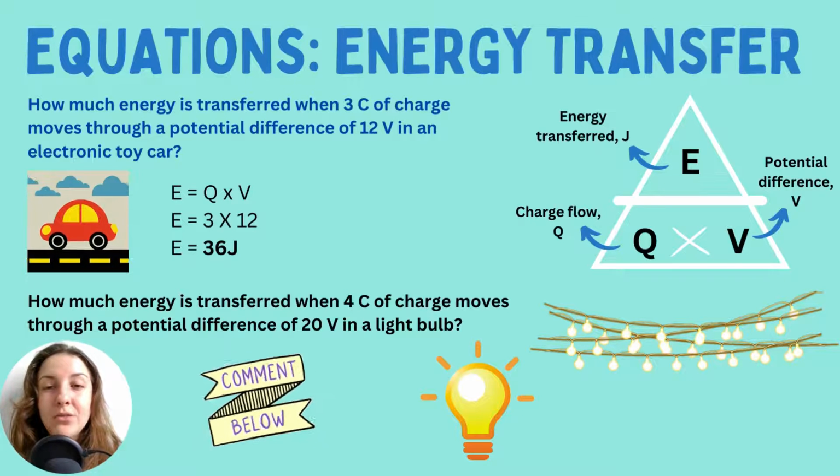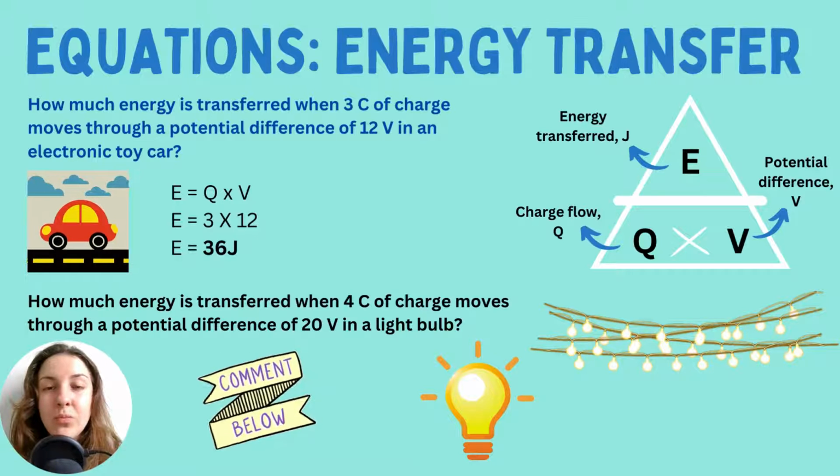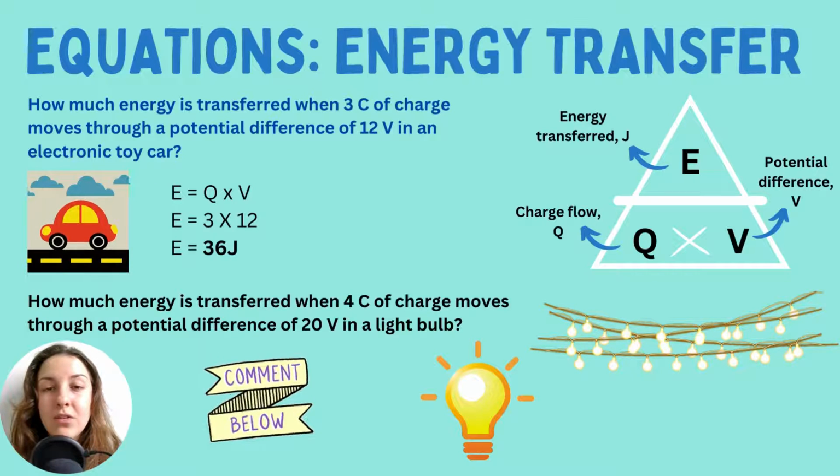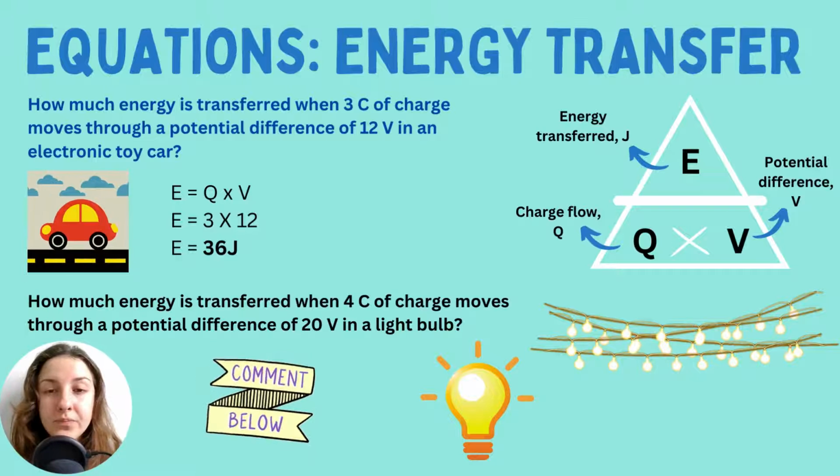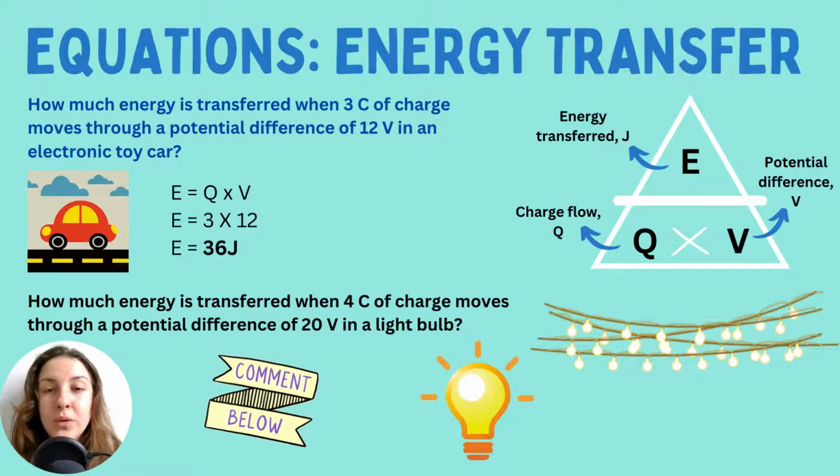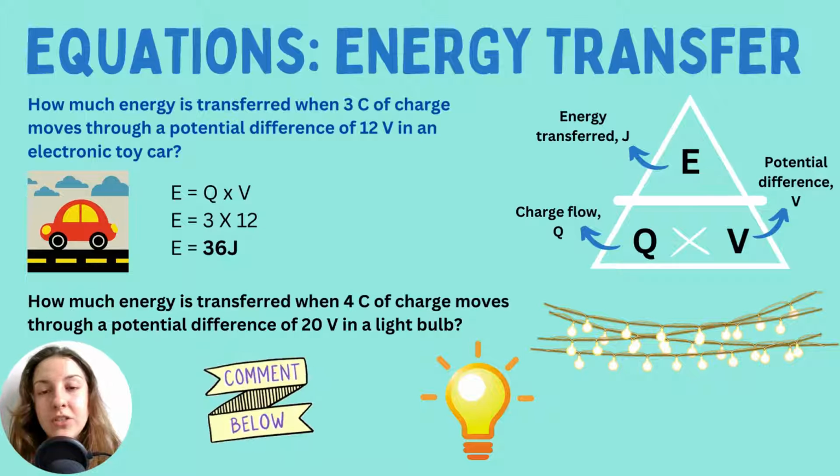So when you write that out, E equals Q times V, you would put in the numbers. Okay, so 3 is the number of coulombs of charge, times by 12, which is the voltage, and you would get an answer of 36 joules.